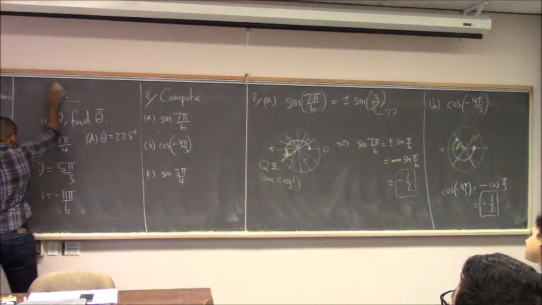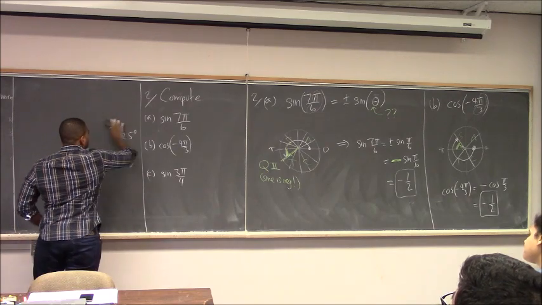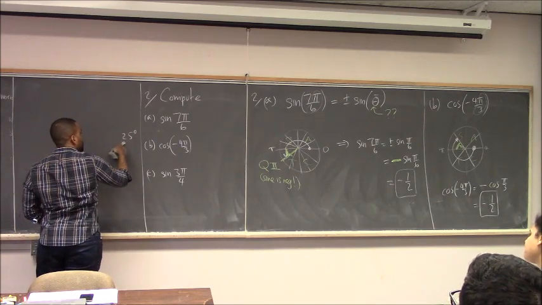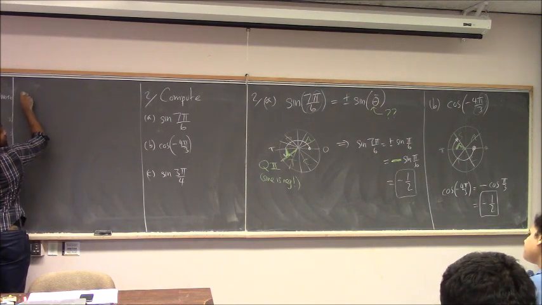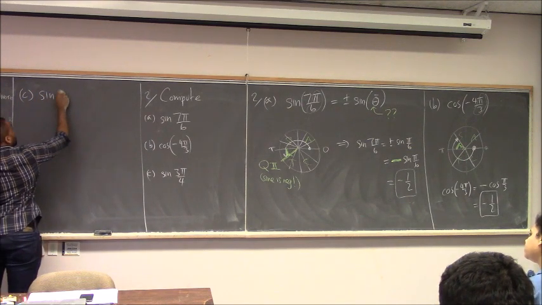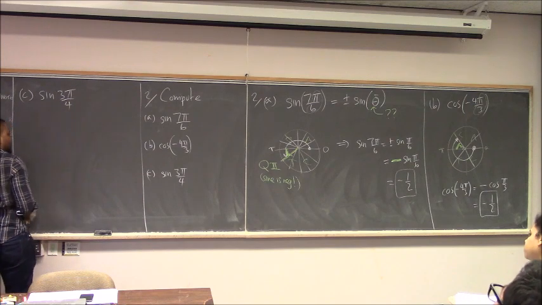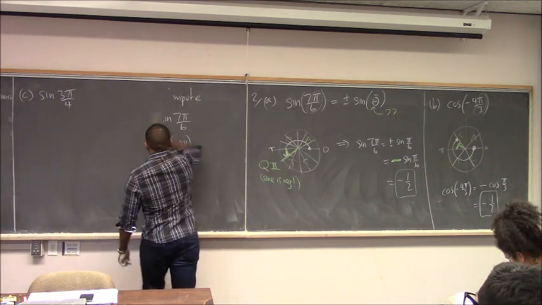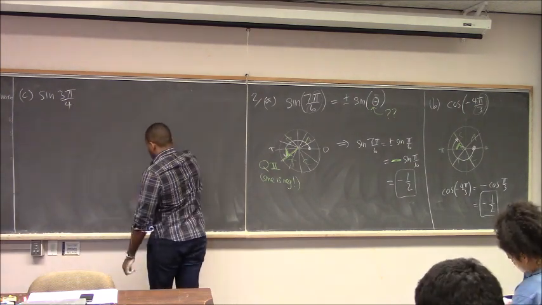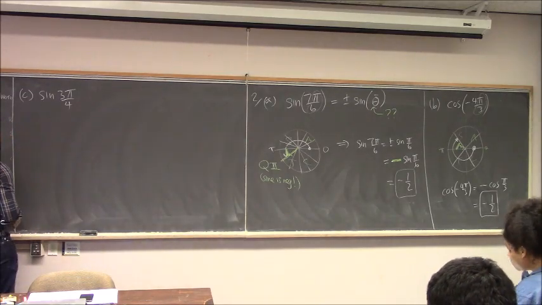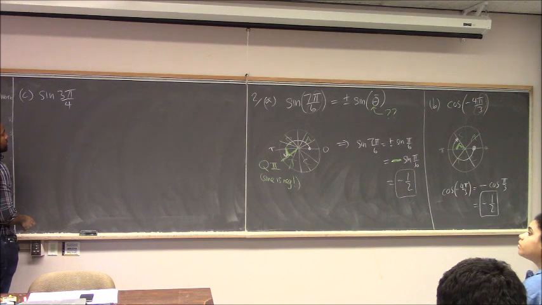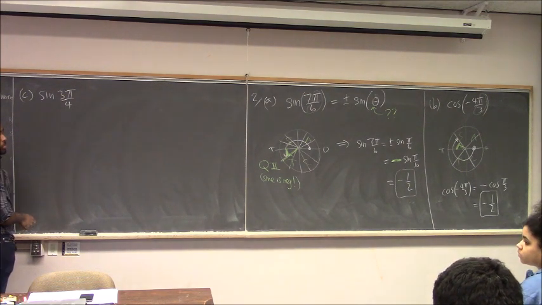Sine of 3 pi over 4. Oh, we didn't actually do the 225. Totally forgot that. So we do here.